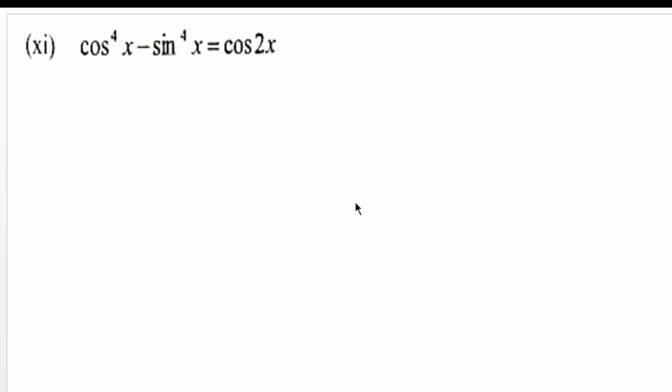So, the eighth question of exercise 8.2 is in front of us. Let's solve question 11. Let me write the solution. We'll take the left hand side over here.